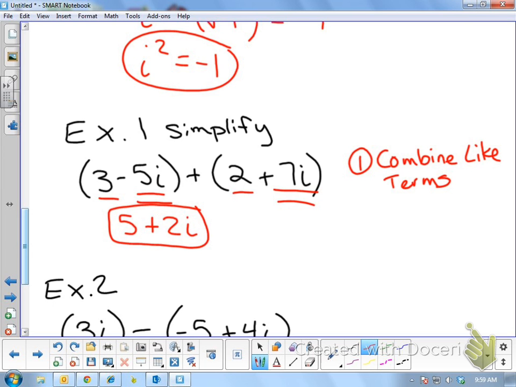Yep, the 2i is your imaginary piece. Again, so really it's like you had 5 times the square root of a -1 and 7 times the square root of a -1. And they just called that square root of a negative 1 i, so that it was simpler to work with.